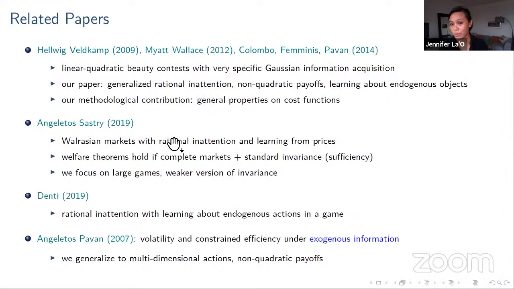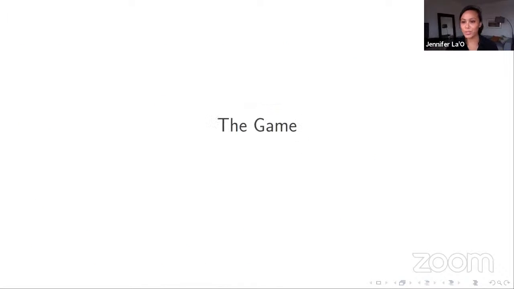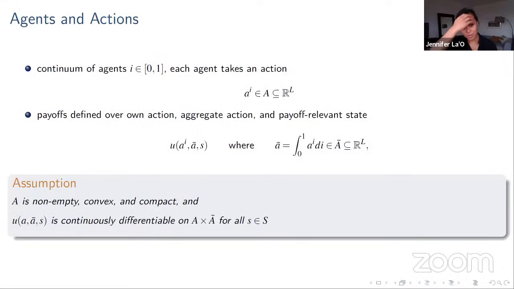They have a very similar result to us, which has to do with invariance of the cost function. If you read their paper, you'll see there's a very tight connection between when you get efficiency in their paper and when you get efficiency in large games, and how that has to do with invariance of the cost function.